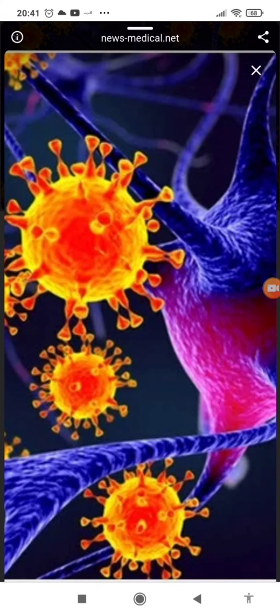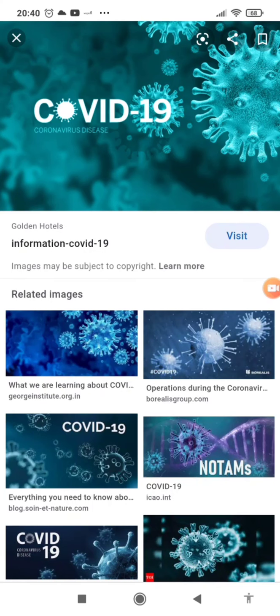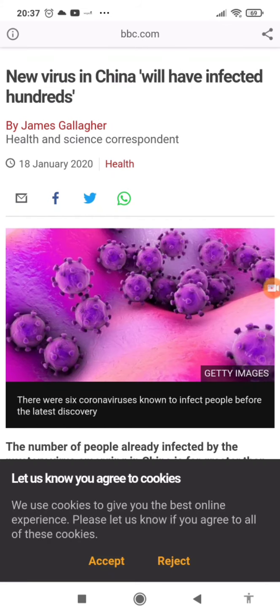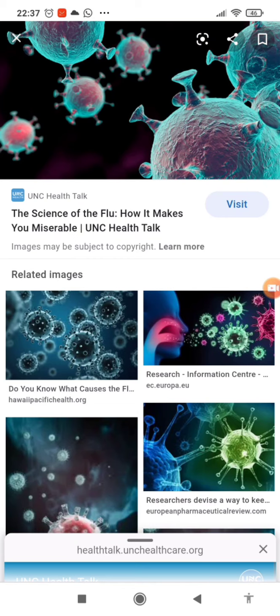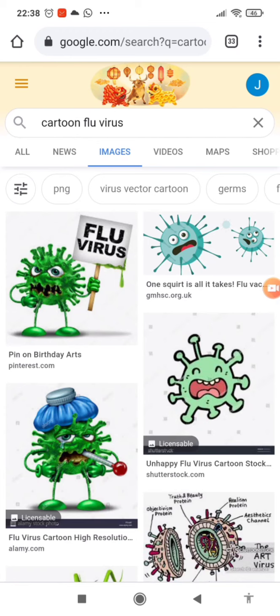Here are some images of the flu and COVID-19. It's hard to know which ones are different. They seem to be one and the same. But maybe not. We can change up the colors to make them look a wee bit different. This is part one. Part two will be about the vaccine.